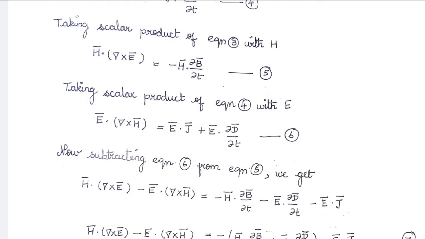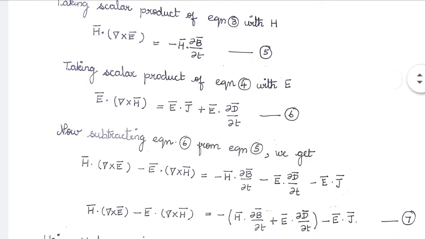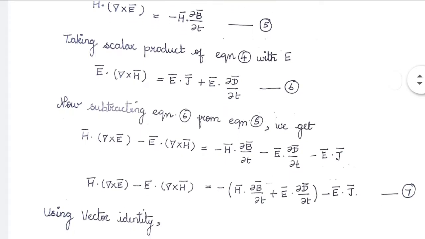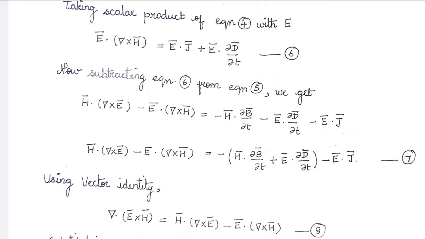Now, let us do equation 5 minus equation 6, that is, subtracting equation 6 from equation 5. On the left hand side, you will have H dot del cross E minus E dot del cross H, and on the right hand side, we will have minus H dot dou B by dou t minus E dot dou D by dou t minus E dot J. In the next equation, let's pull a minus sign out from the right hand side. If you pull it, we will have minus H dot dou B by dou t plus E dot dou D by dou t, minus E dot J. Let us name this equation number 7.